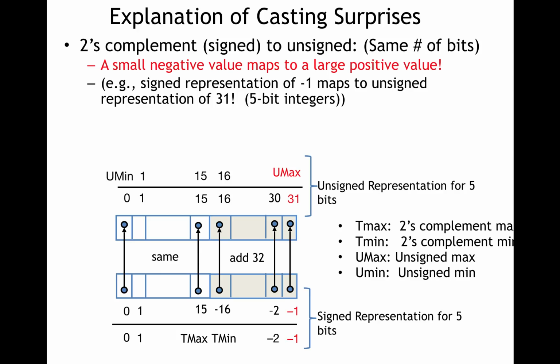The maximum unsigned number is 31 and the minimum is 0. But for signed numbers, the maximum is 15, which is 0, 1, 1, 1, 1 in binary, and the minimum is minus 16, which is 1, 0, 0, 0, 0 in binary. So the 1, 1, 1, 1, 1 here is not the minimum negative value. It's actually just minus 1. After casting, minus 1 will be changed into a very big number. 31 is the maximum number in unsigned integer. So even if you have a number that is not the minimum negative number, it can be changed to the maximum unsigned number. So be careful when you do the casting.